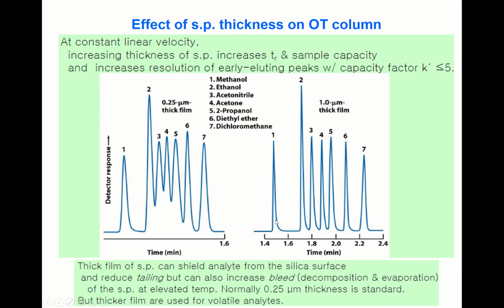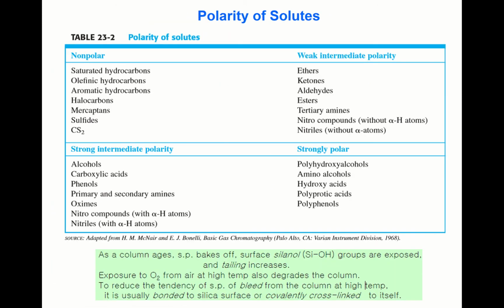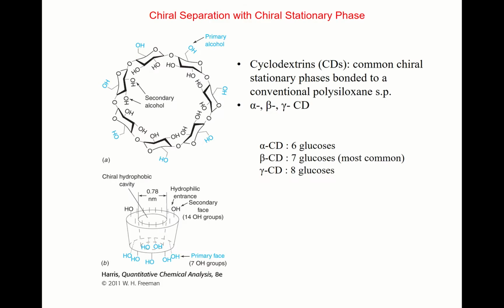But with the thicker film, the tailing becomes small. Here also this is tailing, but look at this thickness. This is much thinner. Well separated. But it may increase bleeding. Bleeding is the decomposition and evaporation of the stationary phase. Let's take a look at the bleeding first.